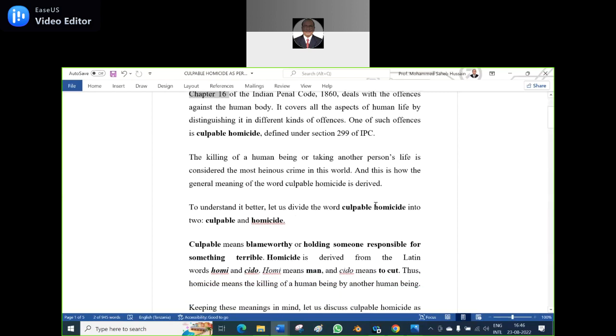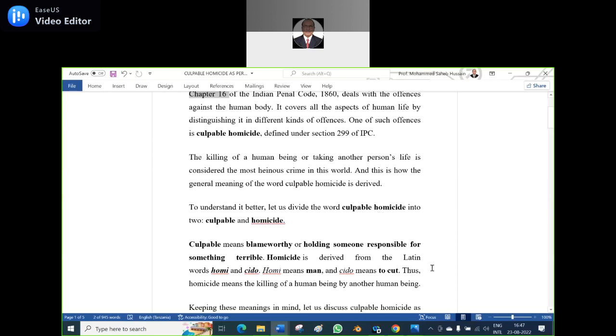To understand this better, let us divide the term culpable homicide into two words: culpable and homicide. Culpable means blameworthy, or holding someone responsible for something terrible. Homicide is derived from the Latin words homo and caedere: homo means man and caedere means to cut, so to cut a man. Thus, a homicide means the killing of a human being by another human being.